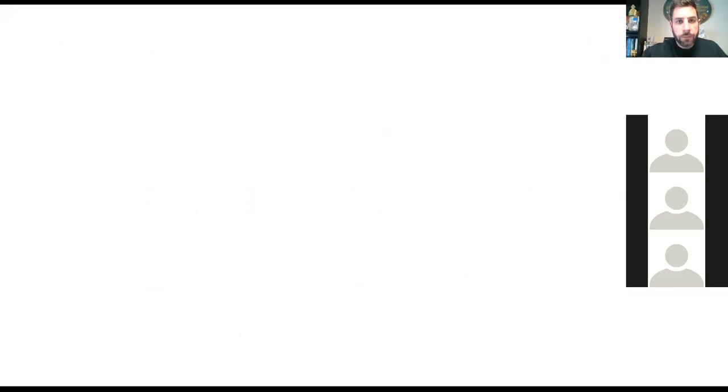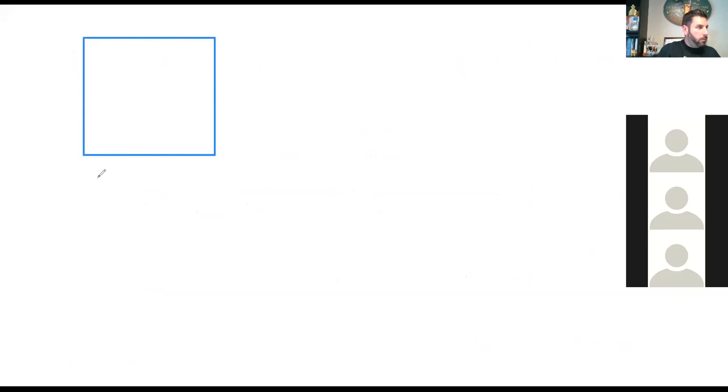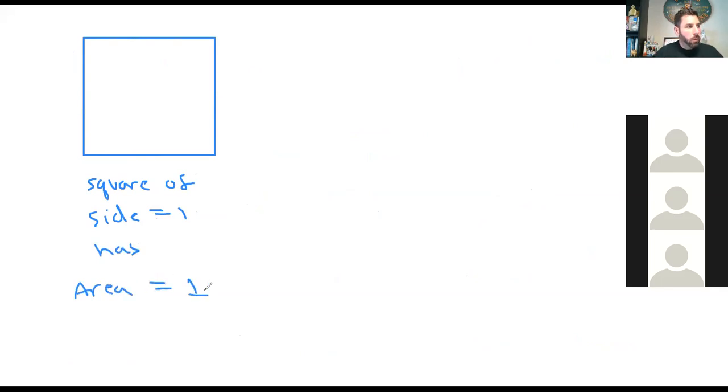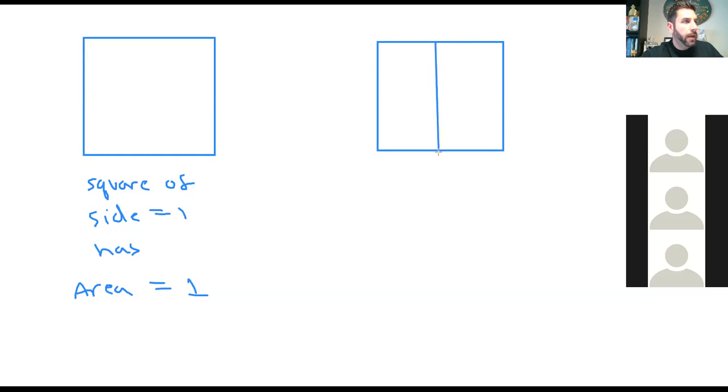So let me draw a square. Let's say this is a square of side equal to 1, has area equal to 1. But now I want to draw the same square, but I want to do it a little differently. Let's assume we're going to chop it up in a certain way. Let's chop it up by cutting it in half.